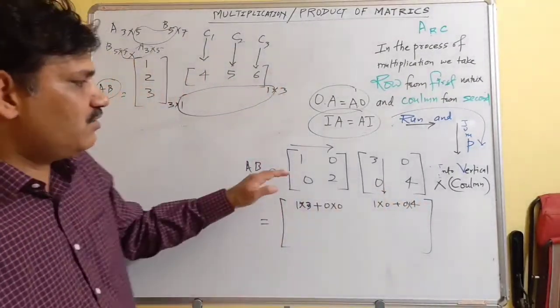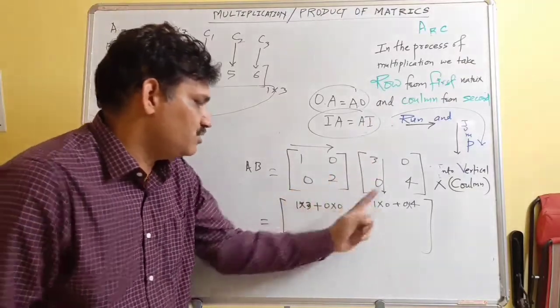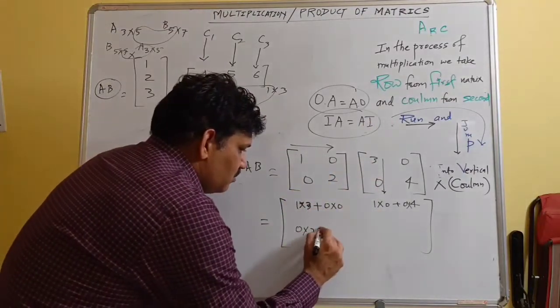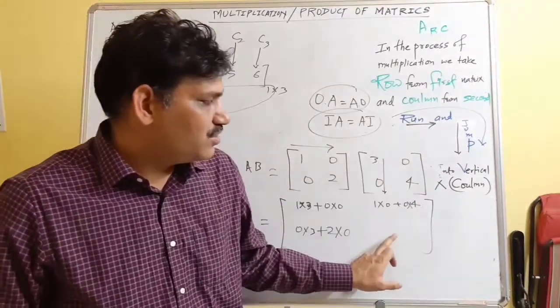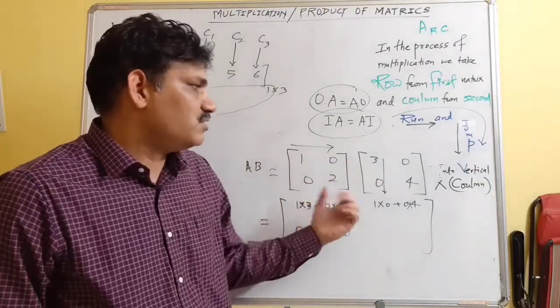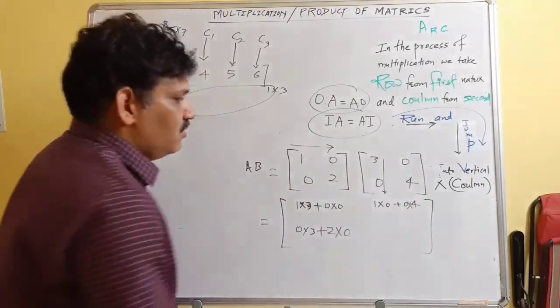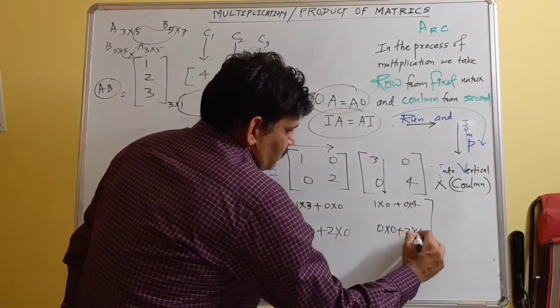Now we start with second row. Second row will go to first column. 0 into 3 plus 2 into 0. Now the second row will go. This is position 2, 2. For this, we take second row from first and second column from here. So 0 into 0 plus 2 into 4.